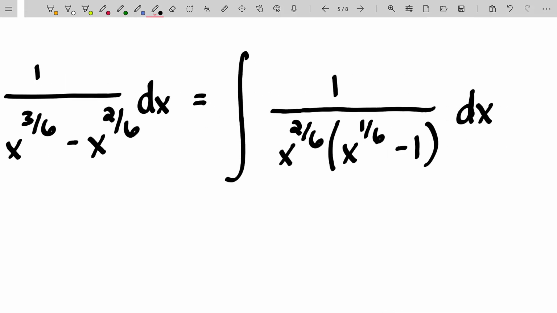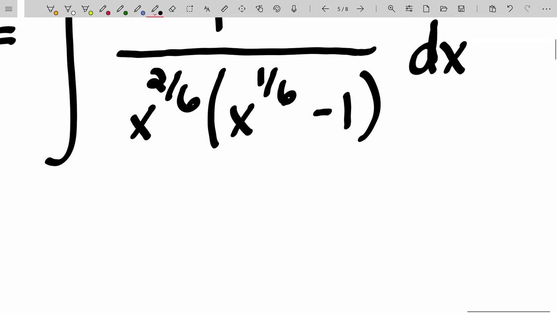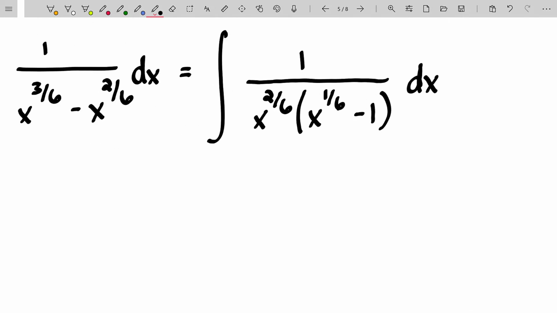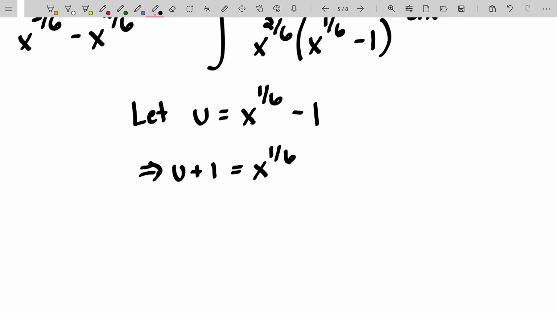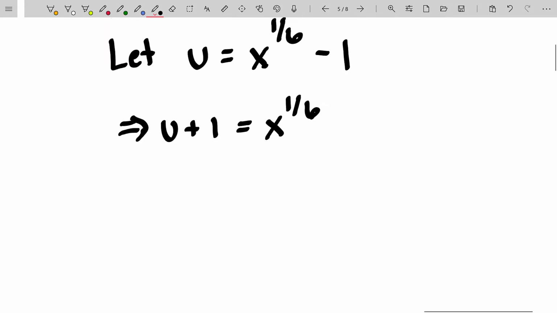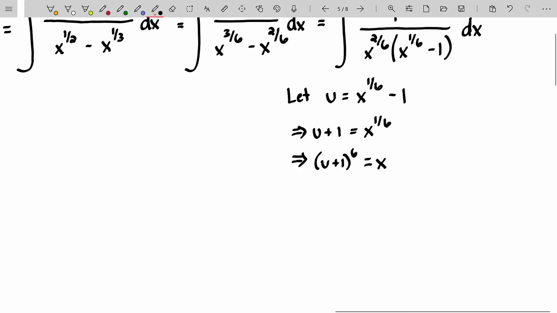And at this point, this is a good time to make a u substitution. And my u substitution is going to be for x to the 1/6 minus 1. Now, a lot of people don't like this substitution, but watch what happens when you let u equal x to the 1/6 minus 1. First of all, if I add 1 to both sides, I get this relation right here. Now, yes, I could totally take the differential of both sides as written, but I don't want to. I want to raise both sides to the 6th power. And that's because I would love to not work with rational exponents when I take derivatives.